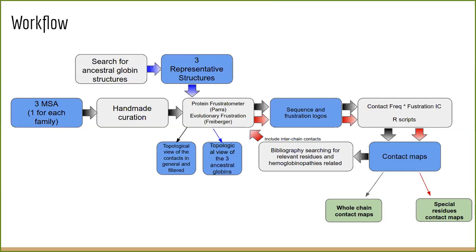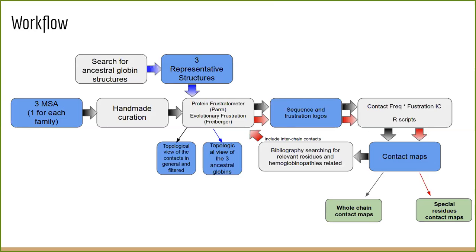We weighted the contact frustration information content, obtaining the interchain contact maps of the families. To study the important residues of the myoglobins and the residues linked to pathological mutations in alpha and beta globins, we included the contacts between chains and frustrated the data set again, obtaining remeasured and filtered contact maps.